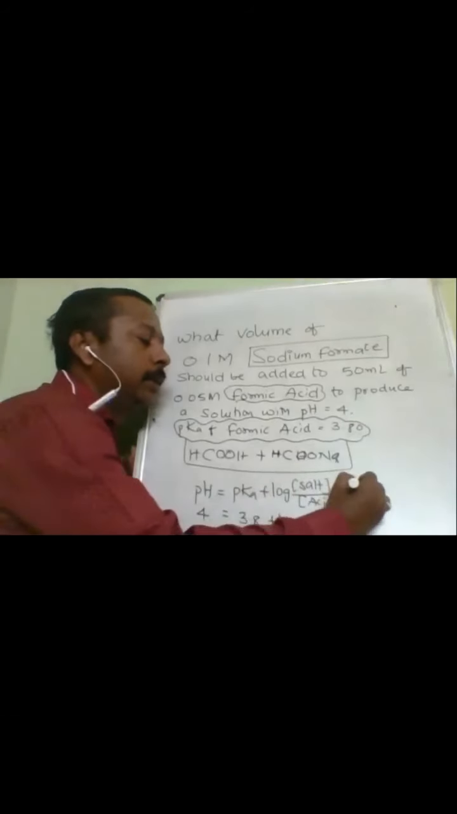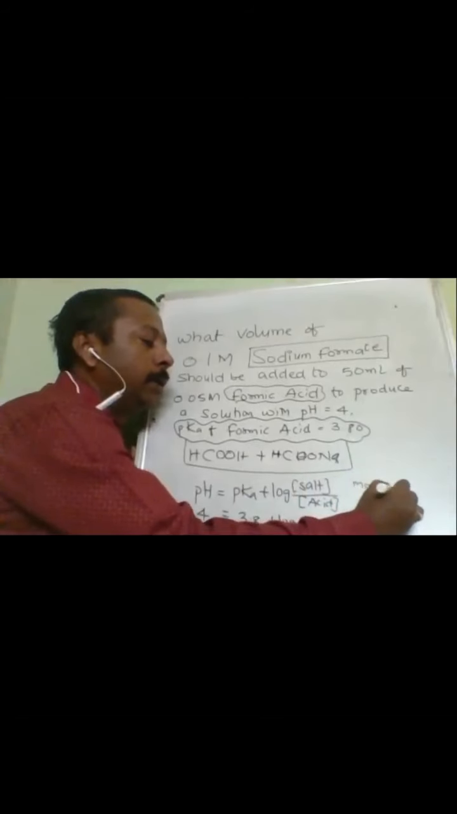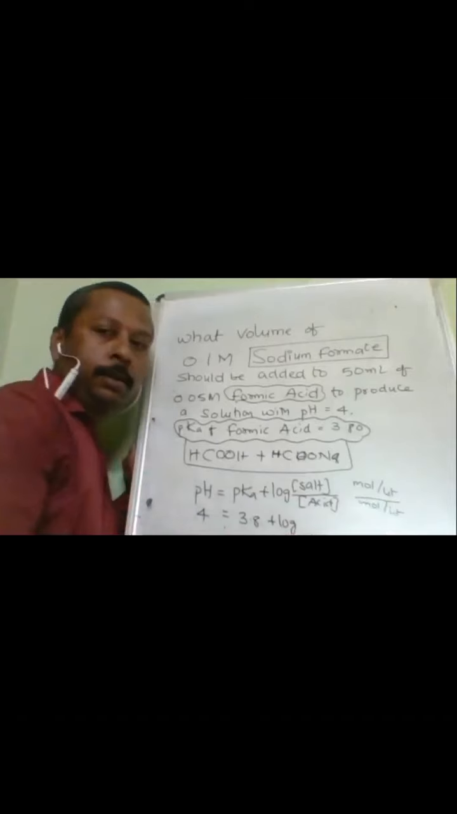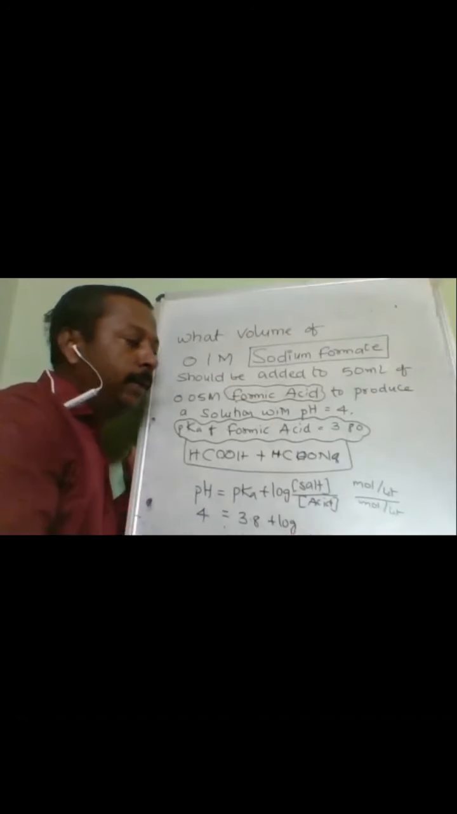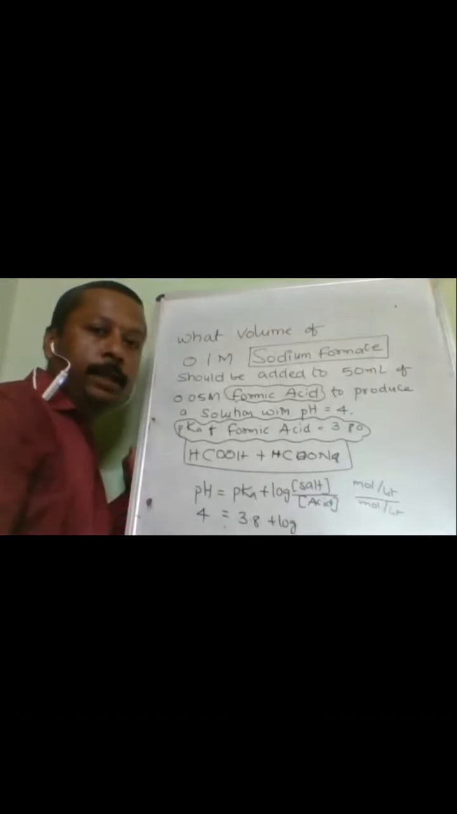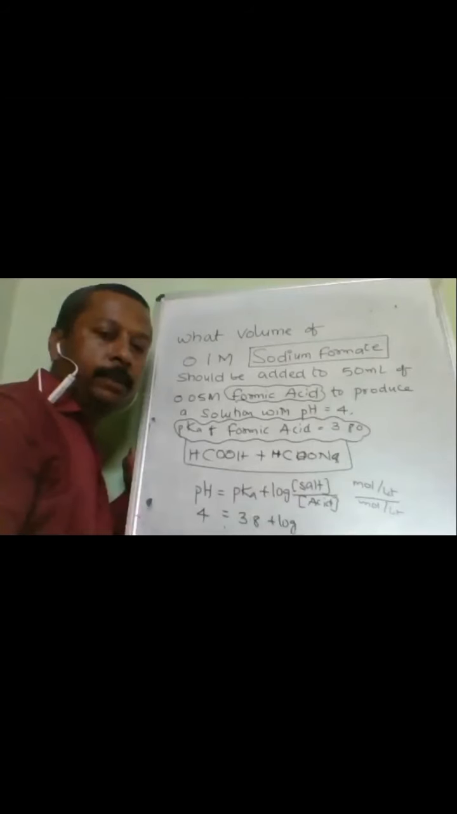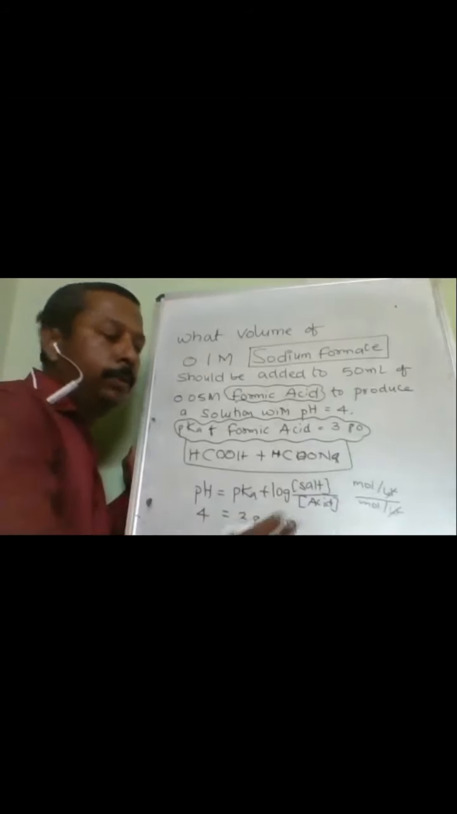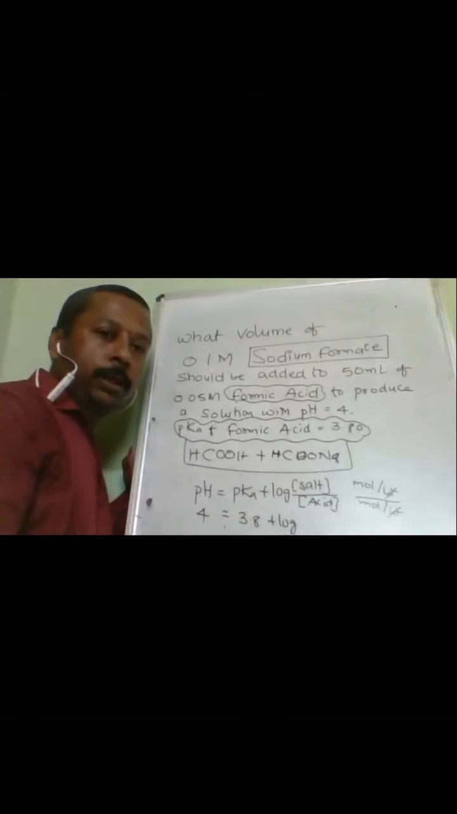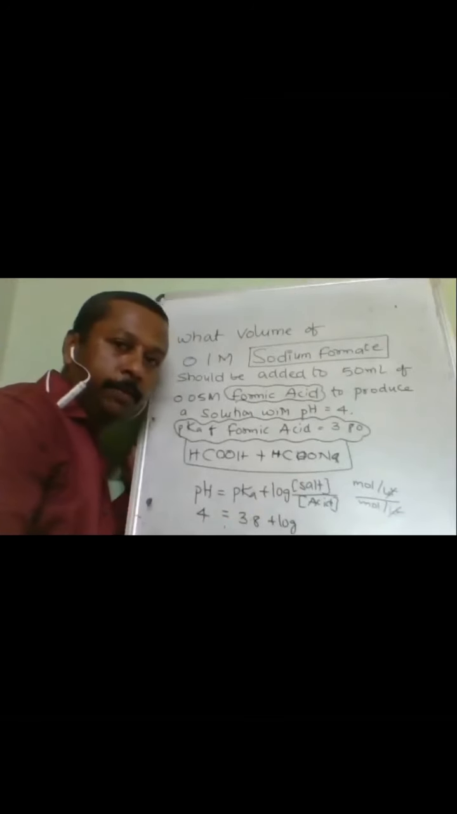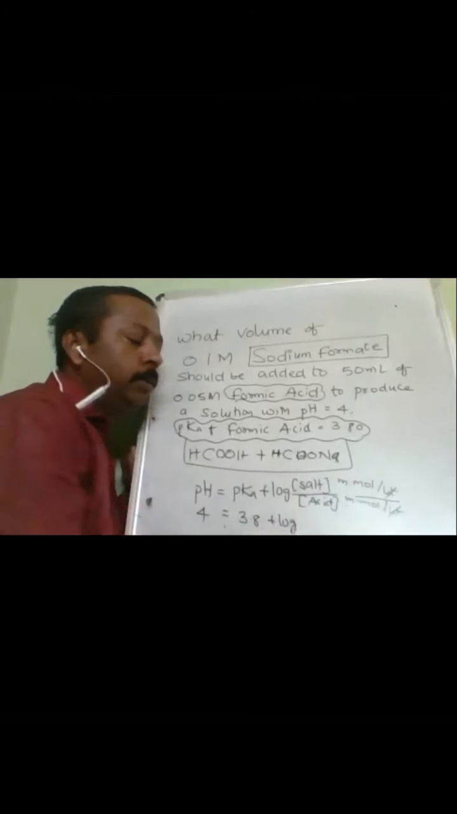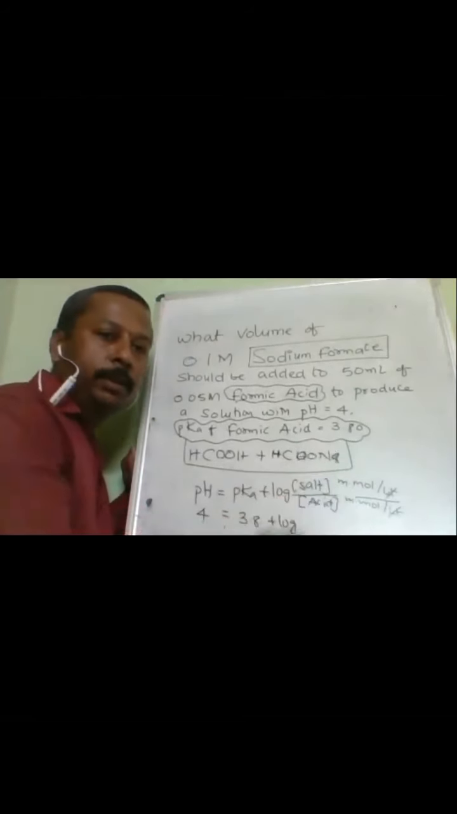Because concentration means mole per liter. But when both of them are available in one single container, the liter will get cancelled. So you need to write moles only. And for unit purposes you need not worry about moles. You can write millimoles also, because milli by milli is unitless. This factor is a unitless value.